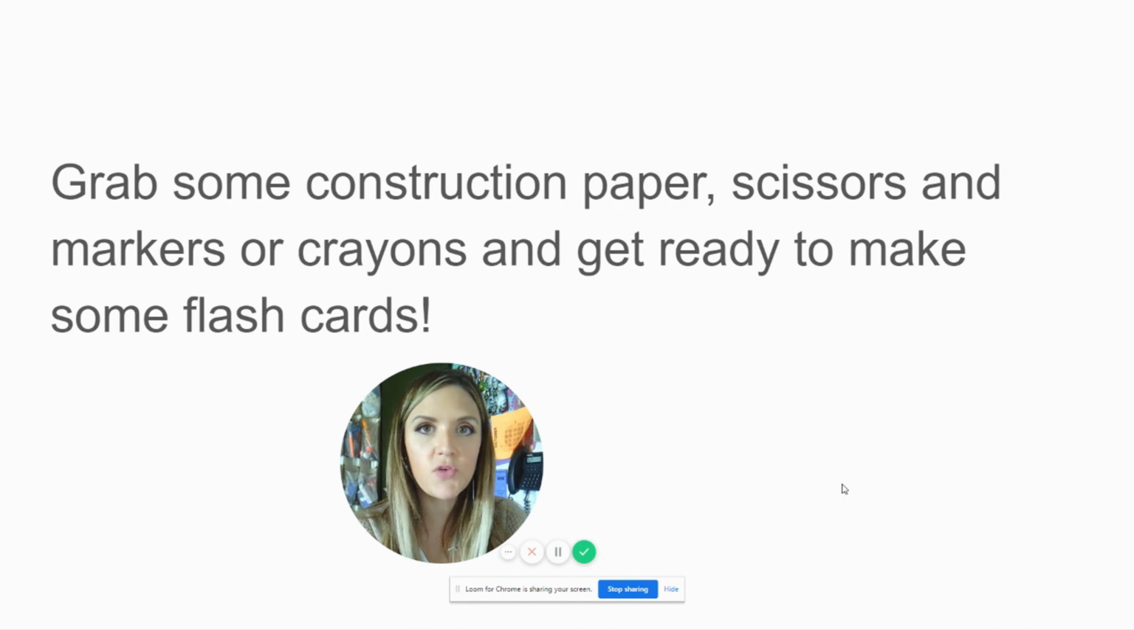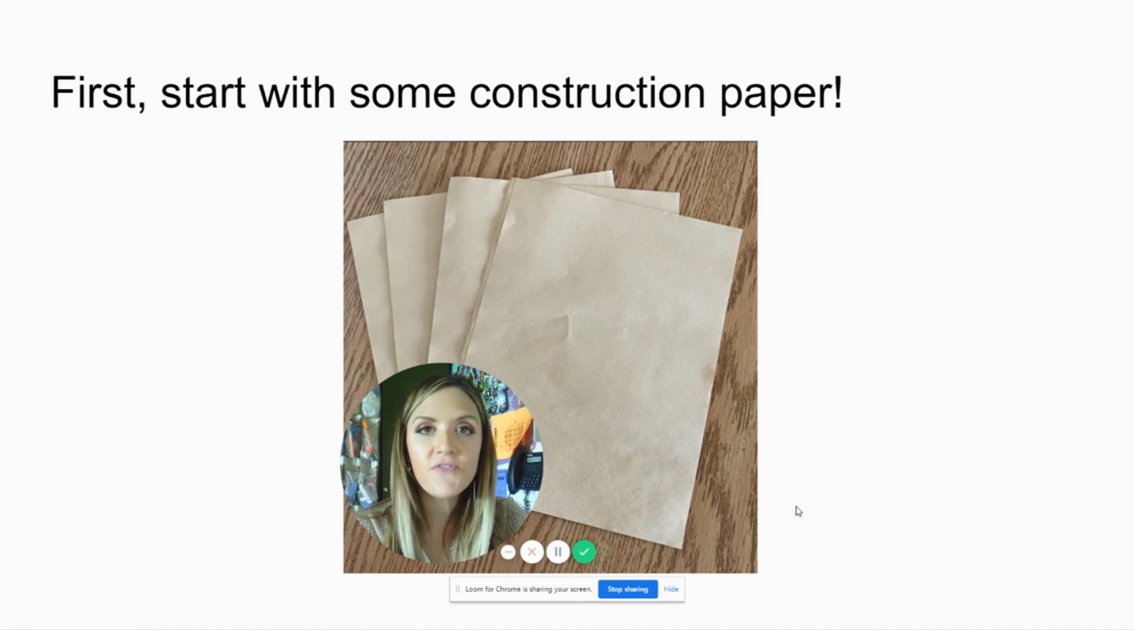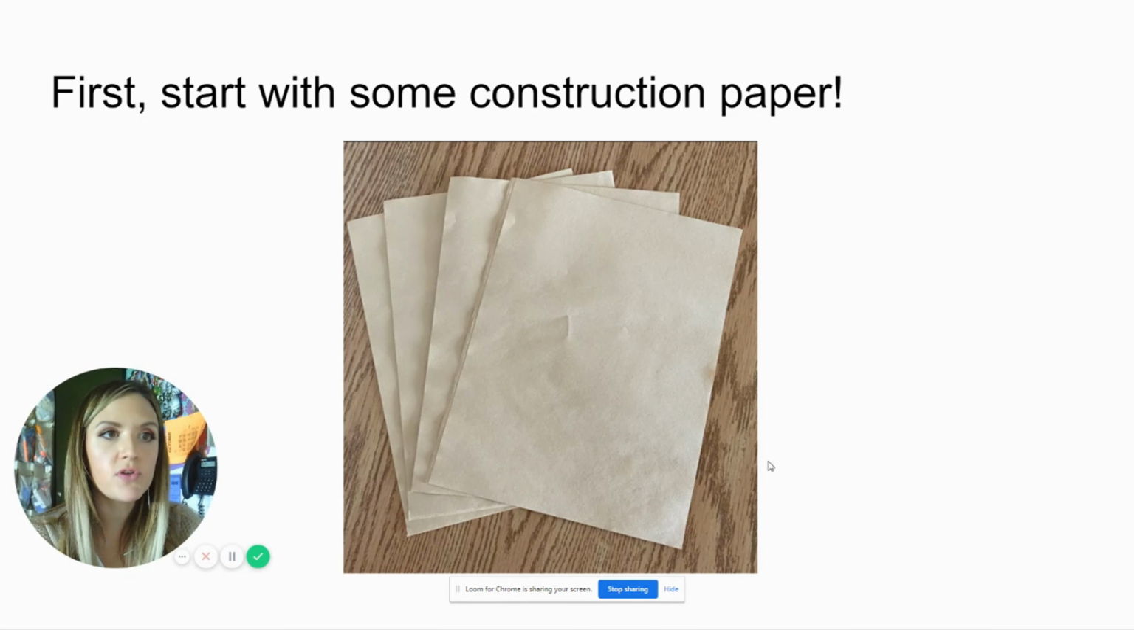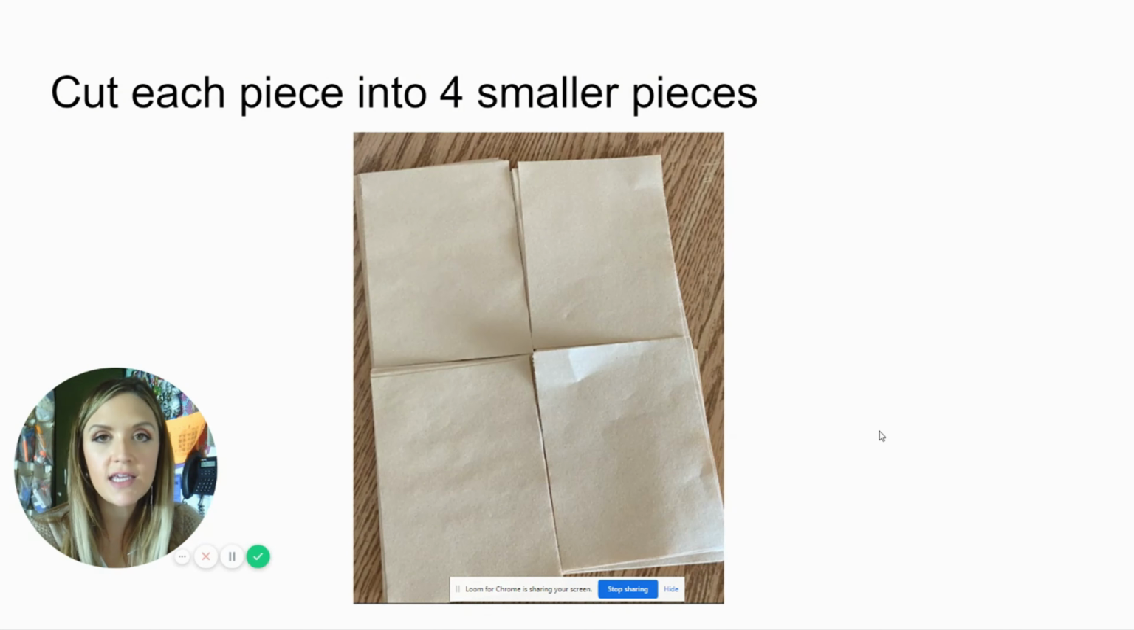Okay, hopefully you paused the video, you went and got your things that you need, and we are going to make some math fact flashcards together. All right. First, start with your construction paper. So your construction paper probably looks like this right now. All right. I want you to take your construction paper and I want you to cut each piece into 4 smaller pieces. 1, 2, 3, 4. So this way you have some card-sized pieces that you can use and write on. Go ahead and pause the video now while you cut and then press play when you're ready.